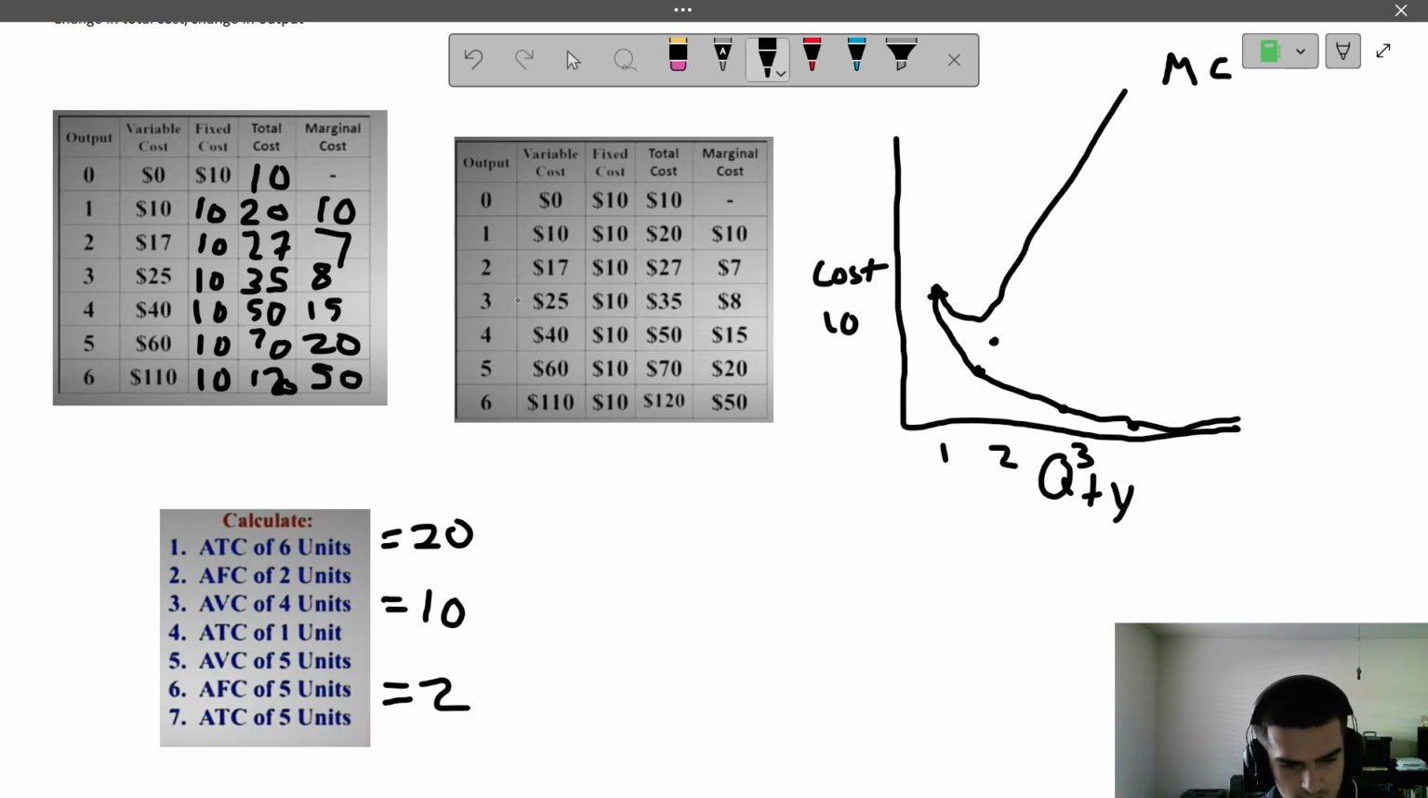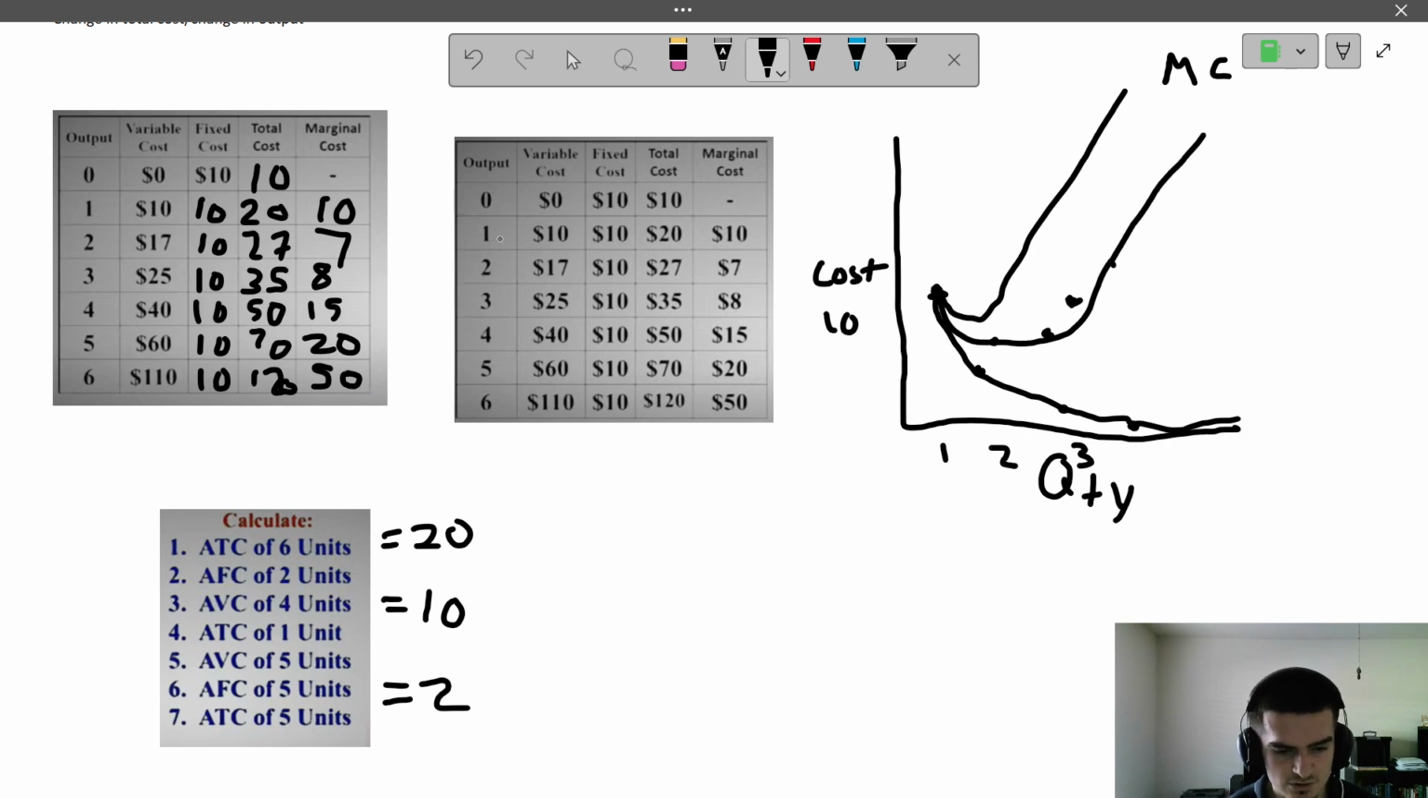At 3, variable cost 25 divided by 3. It's not quite 9. It's like 8 point something. And at 4, it's 10. And then it's going to slowly start increasing. And you're going to have a line like this.